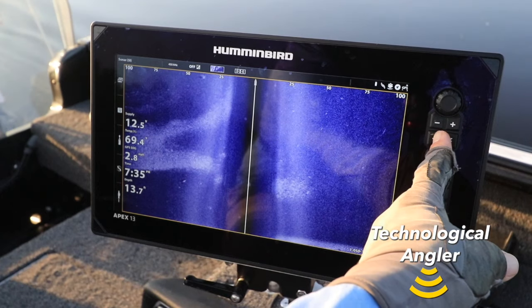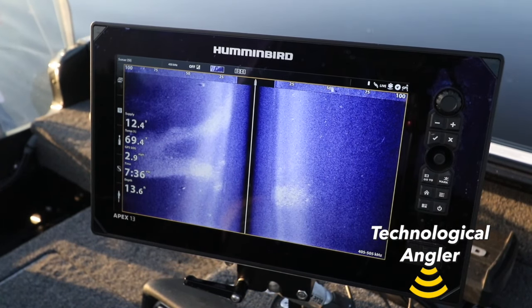Hey, anytime your mega side imaging view is hazy and cluttered from a bunch of suspended particles in the water column, just pivot to that 455 kilohertz beam and fish clutter-free.